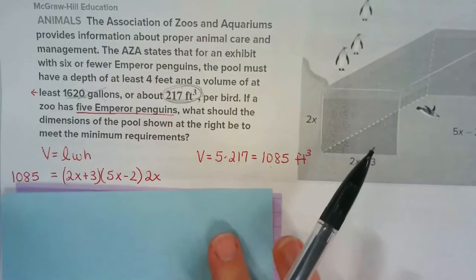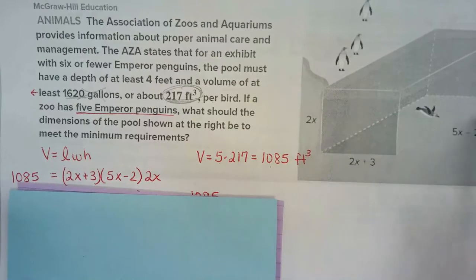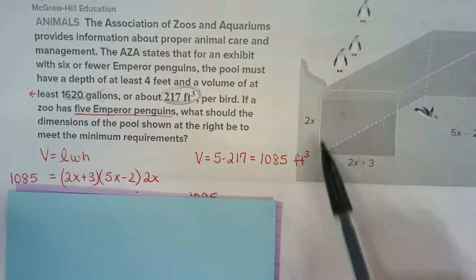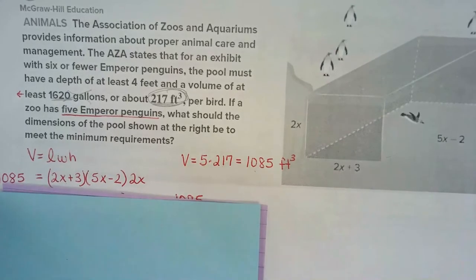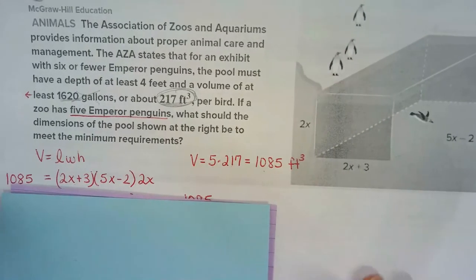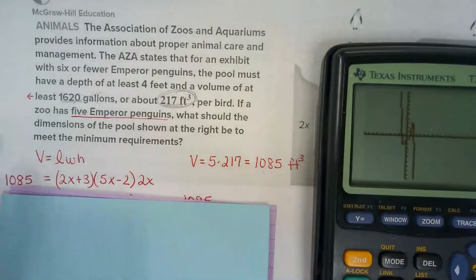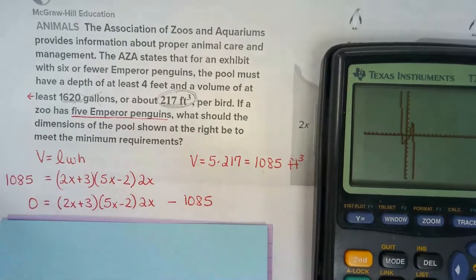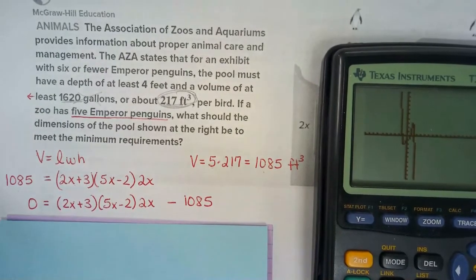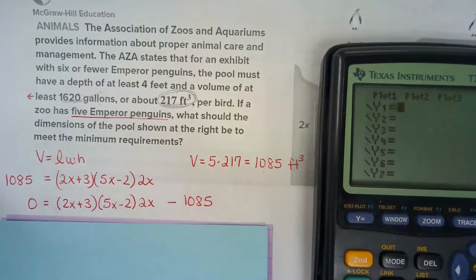And I also know to find the volume, I take my length times my width times my height. And that's exactly what I did. I just set that up as a polynomial. Okay? Now what I'm going to do is I'm just going to type that into my calculator. But remember, just like we did before, we have to make sure it's equal to 0. So I'm going to minus that 1085 over. And I am not going to take the time to simplify this because my handy dandy calculator will do it for me and graph it all at the same time.